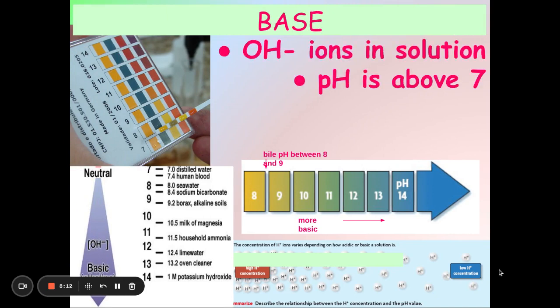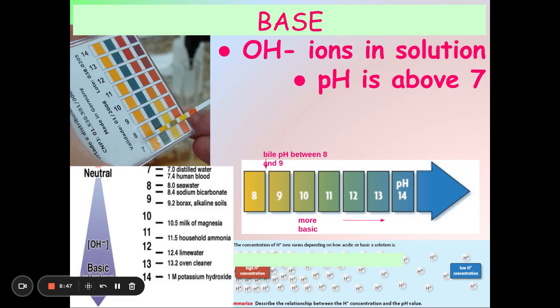Now, if you jump over to the opposite side of 7 and go above 7, then what we call these are bases, or you might see alkaline solutions. And a base doesn't have the hydrogen ions in solution. We're looking at OH negative hydroxide ions. And with these, just like with the acids, the farther you get away from that neutral 7, the stronger the bases get. So if we look at some that are really mild, ocean water is around an 8.